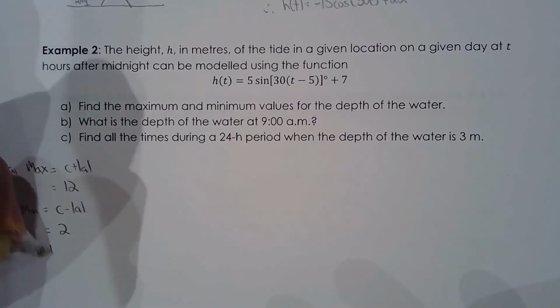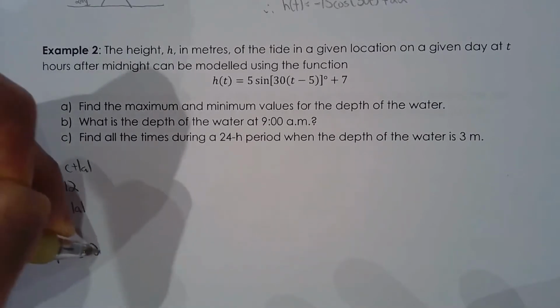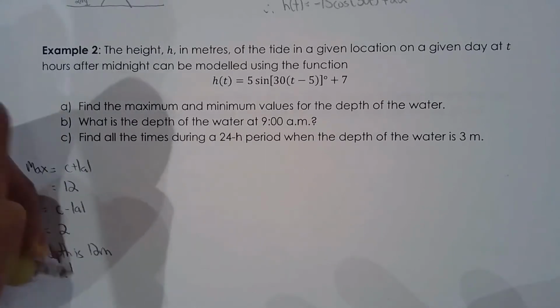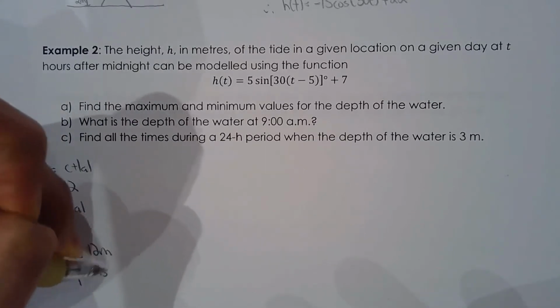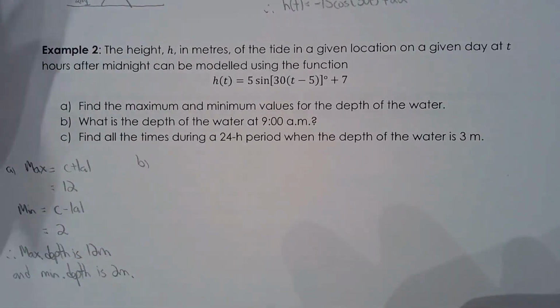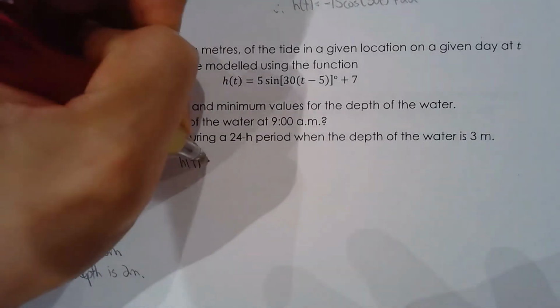What is the depth of the water at 9 a.m.? Well, h of 9, because it's 9 hours after midnight if it's 9 a.m. And then just punch it in a calculator. Is that a special angle? 9 minus 5 is 4. Ooh, it is. Sine 120.